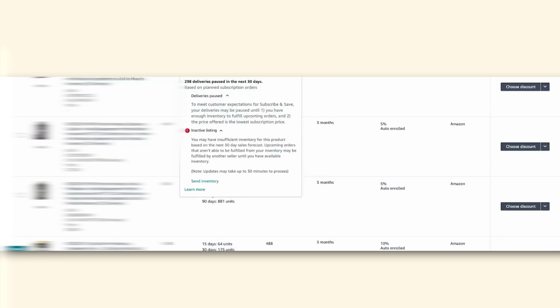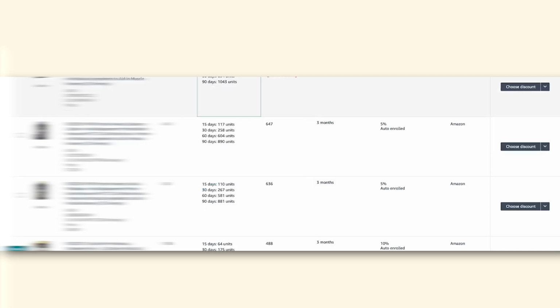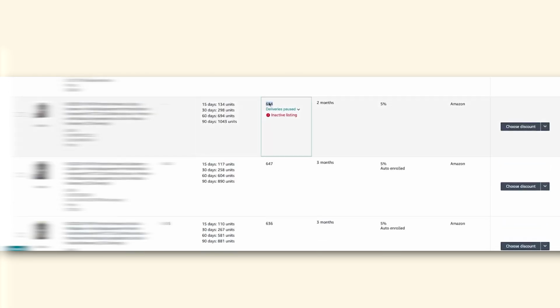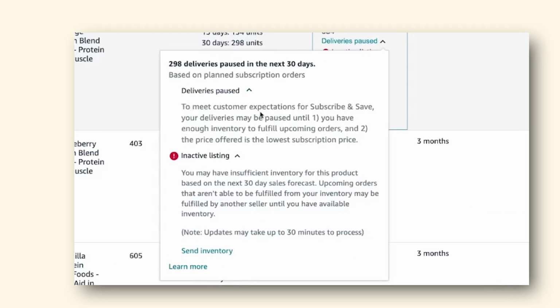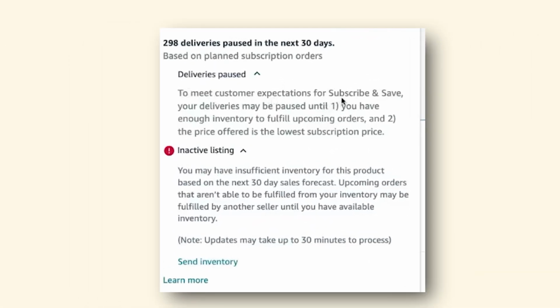Over here, this one is an interesting one. It says deliveries paused. We have 700 subscribers, and it's saying 300 deliveries are paused in the next 30 days. To meet customer expectations for subscribe and save, your deliveries may be paused until you have enough inventory to fulfill upcoming orders. And the price is offered at the lowest subscription price, but that part is nonsense.